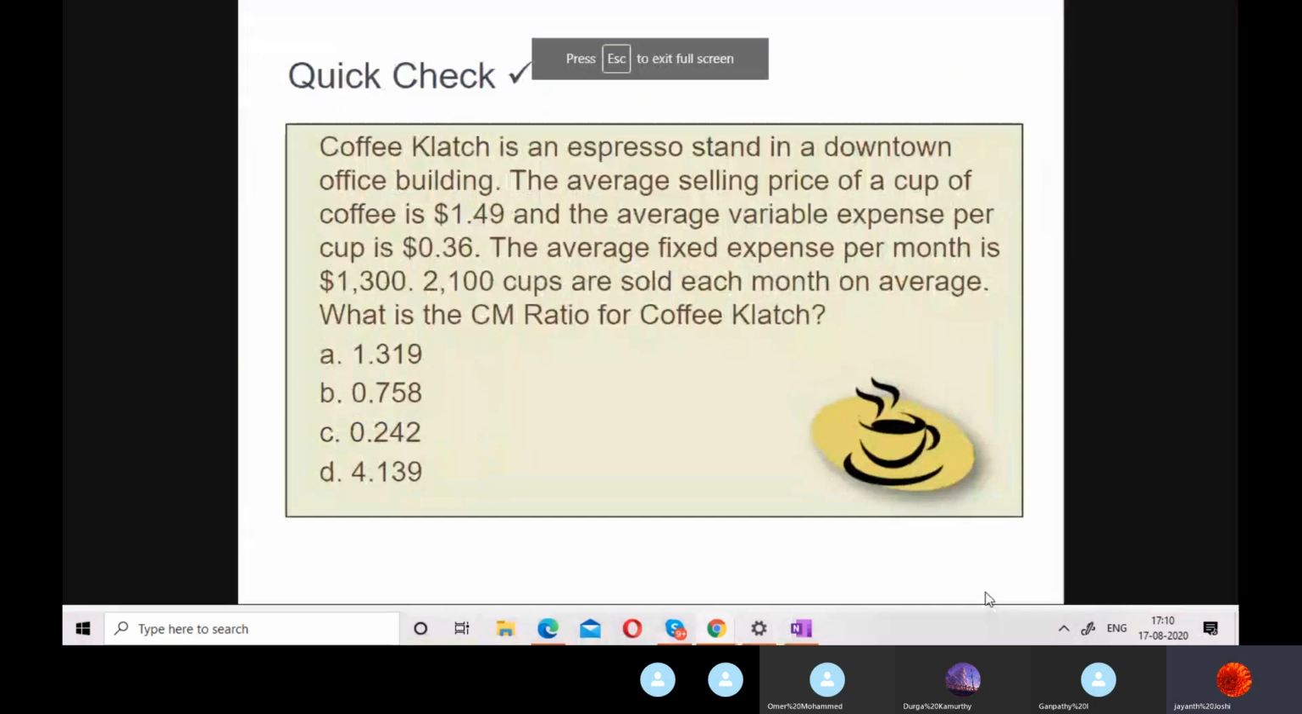Do this question. Please do this question and tell me. It is asking you to find out the contribution margin ratio. Tell me the answer. Find out.